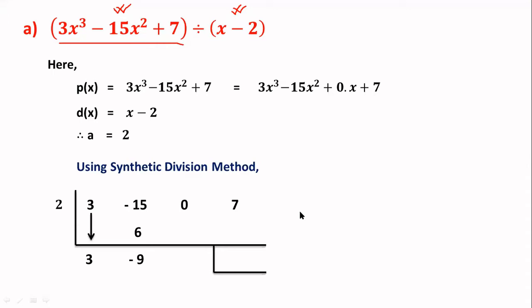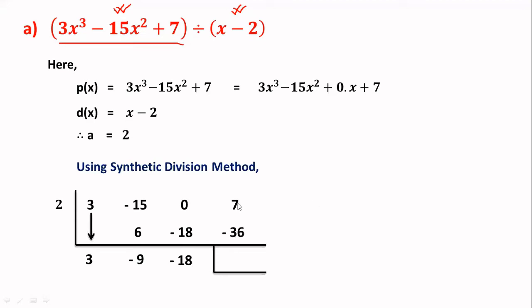After this, we are going to repeat the same multiplication process. Now this minus 9 is going to multiply with 2 again. So 2 times minus 9 will be minus 18, and that minus 18 we are going to keep below 0. Let's simplify 0 and minus 18. When we simplify this, we get minus 18. And finally, let's multiply 2 and minus 18. When we multiply 2 and minus 18, it will be minus 36. And that is going to be written below 7.